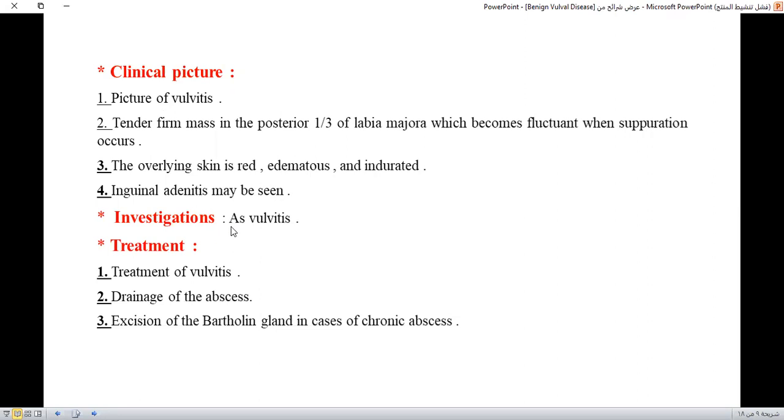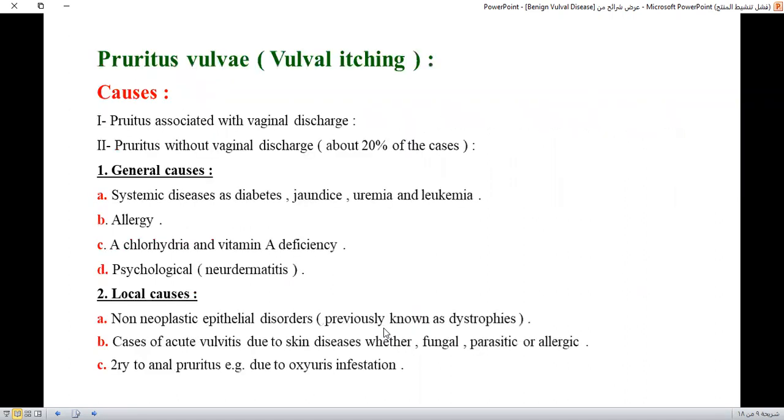Investigation, like vulvitis, also exclude diabetes, urinary tract infection, and sexually transmitted disease. The treatment, also like vulvitis, general and specific to the microorganism, will be given antibiotic, antiseptic. Drainage if there is a Bartholin abscess, and excision of the Bartholin gland in cases of chronic abscess. Treatment of vulvitis, drainage of abscess, and excision of this gland if there is a chronic abscess.